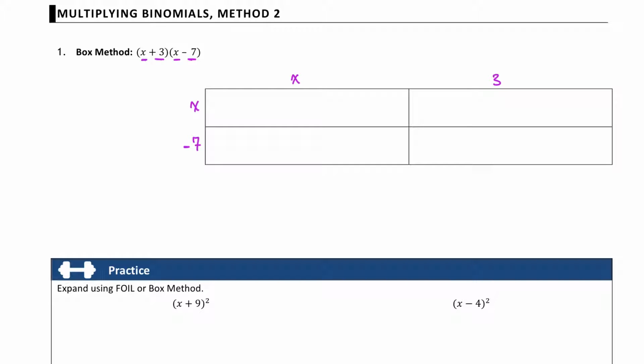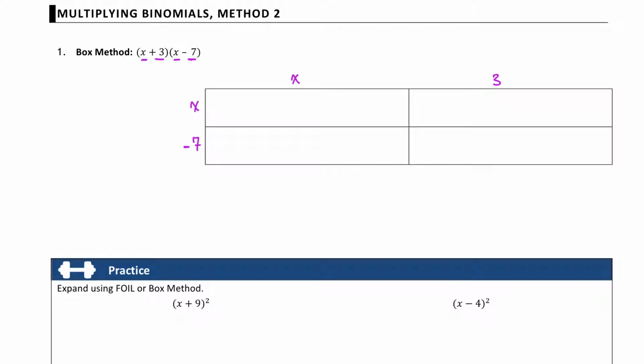And this method works because we're multiplying everything together, and every method that we've been using does the exact same thing, but this one you can understand visually. So what we will do next is multiply x by x and write the answer here. We will multiply x by negative 7, write the answer here, 3 by x, write the answer here, and 3 by negative 7, and write the answer here.